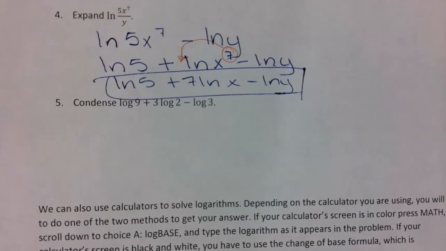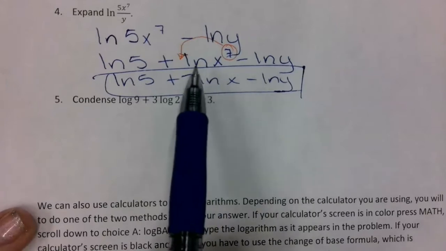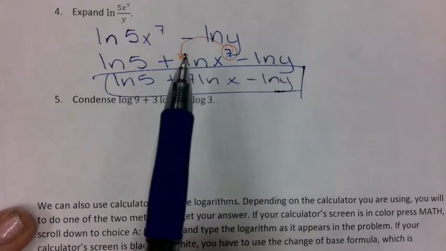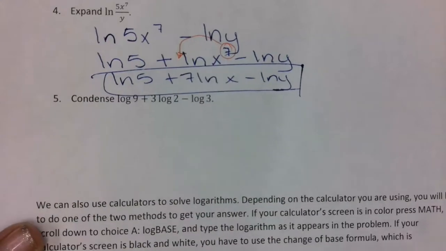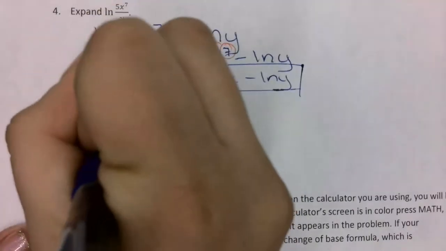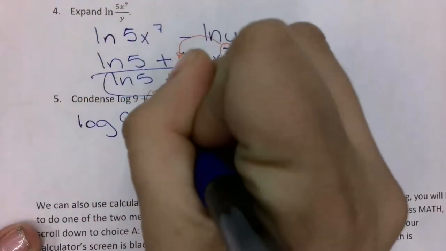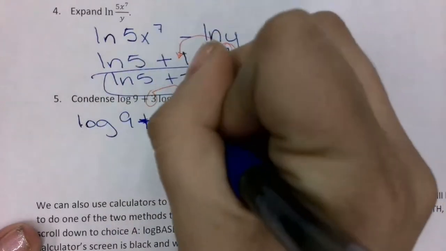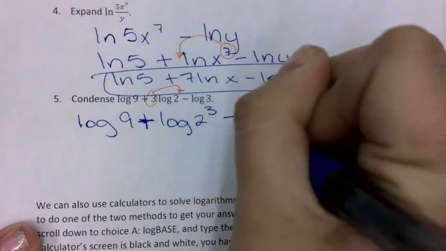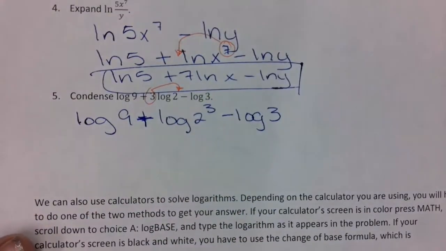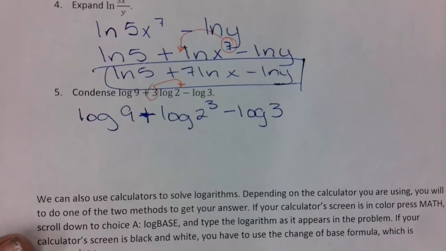So number 5 wants me to condense. What do I do to condense? How do I merge it together? So I want to go in the opposite order I went in number 4. The last thing I did in number 4 was I moved my exponent out front. So for this one, I want to take my exponent and move it back. It should be a plus, because ln is base e.